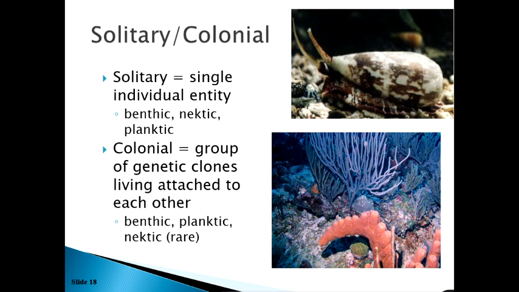You can look at this even further and talk about, well, what is their life state? Are they solitary individuals or colonial? So this organism up here, the snail, again, it's a solitary individual. It is one snail, just like you are one person. And we can think about this as benthic creatures, nektic creatures, planktic creatures. We can all pick out solitary creatures. In the oceans, though, we also have colonial creatures. Same group down here, these sponges, corals, bryozoans.